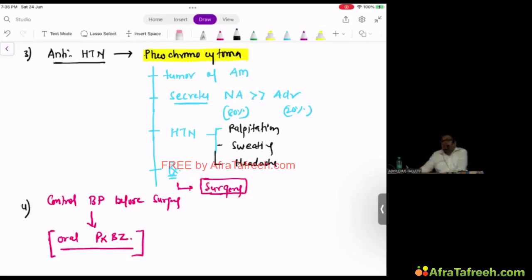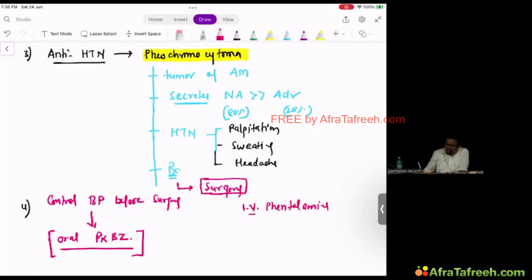Point number 4. When is the drug given? The drug is given before surgery to control what? BP. What is the route? Orally. Come to phentolamine. Phentolamine is quick acting, so it is given IV. IV phentolamine use.